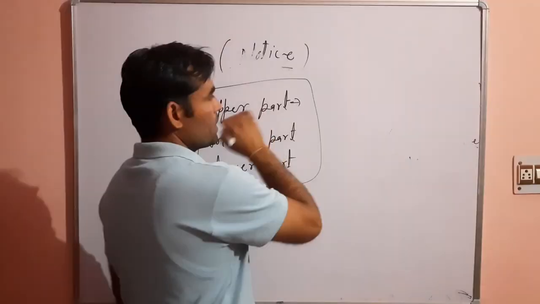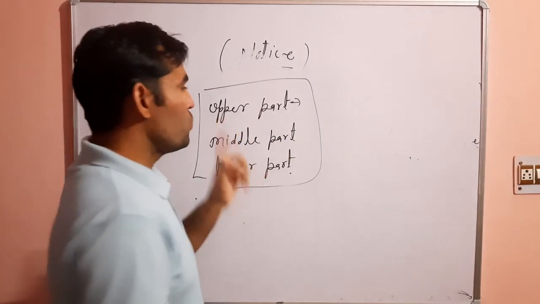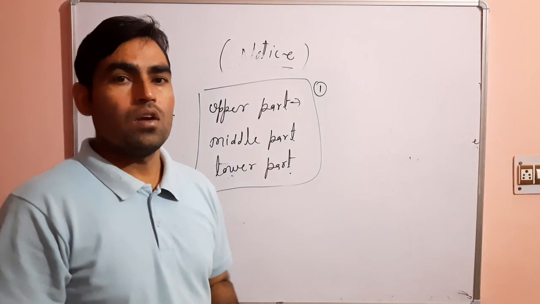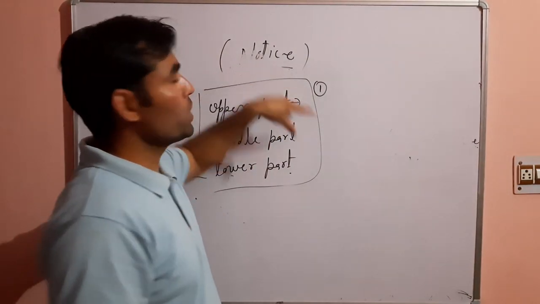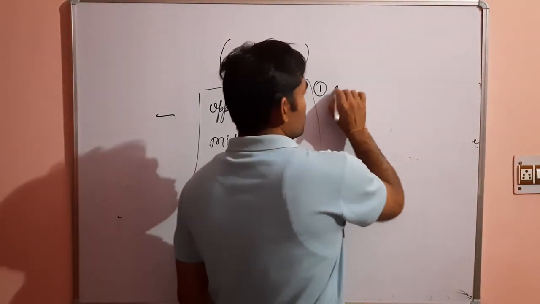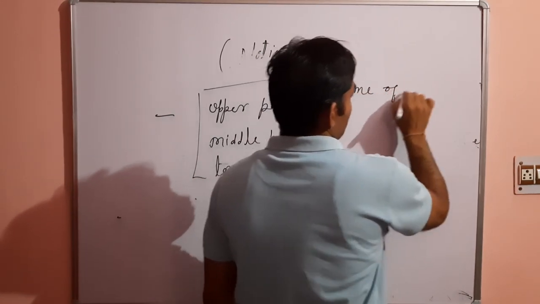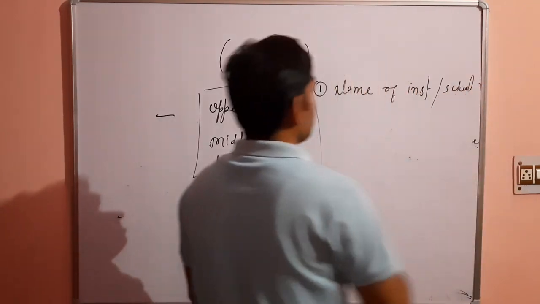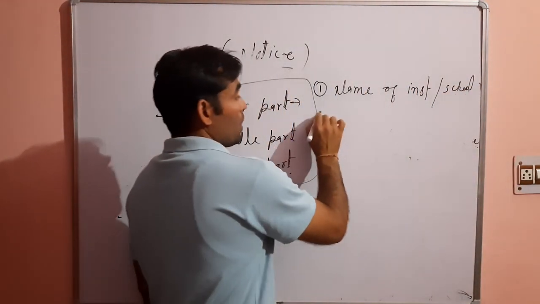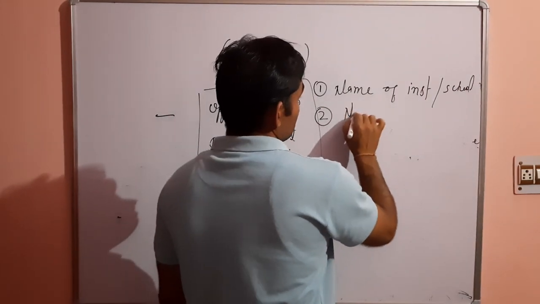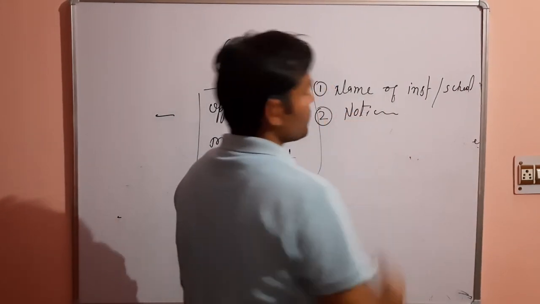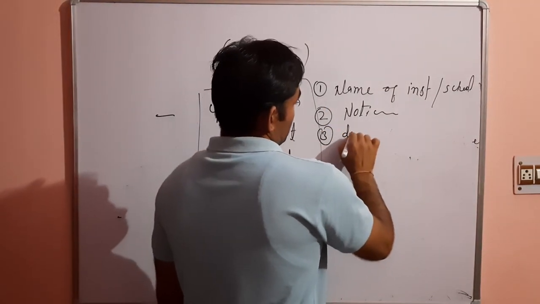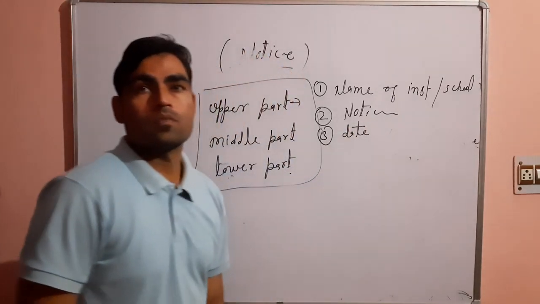As far as the upper part is concerned, first of all, we are supposed to write down the name of the institute or the school or community where the notice is going to be pasted. Second, we are supposed to write down the word notice. Third, date, month, year.